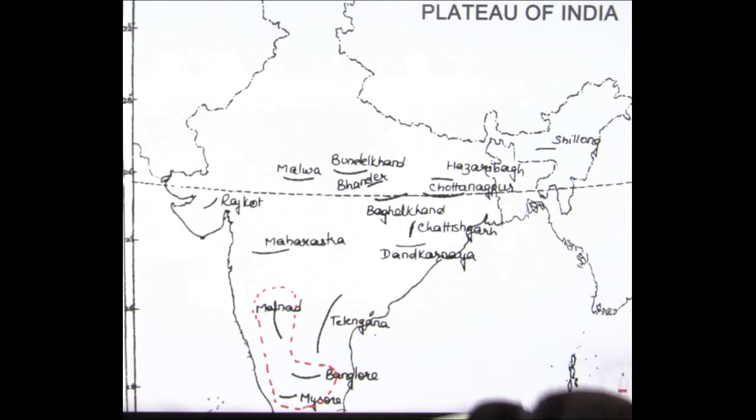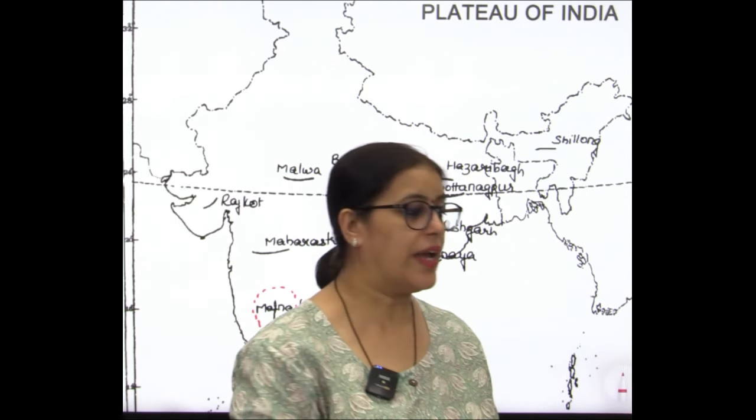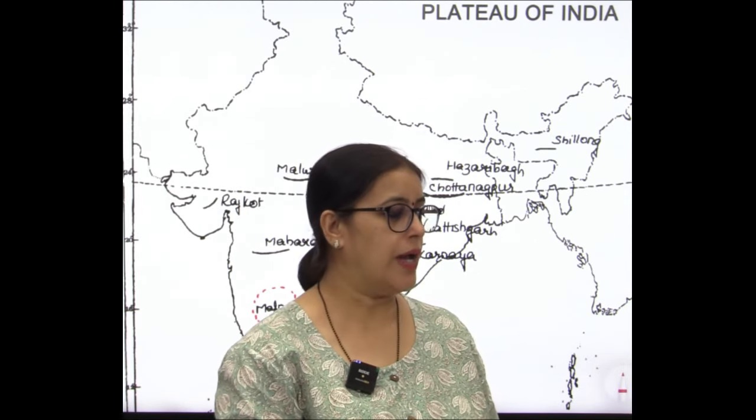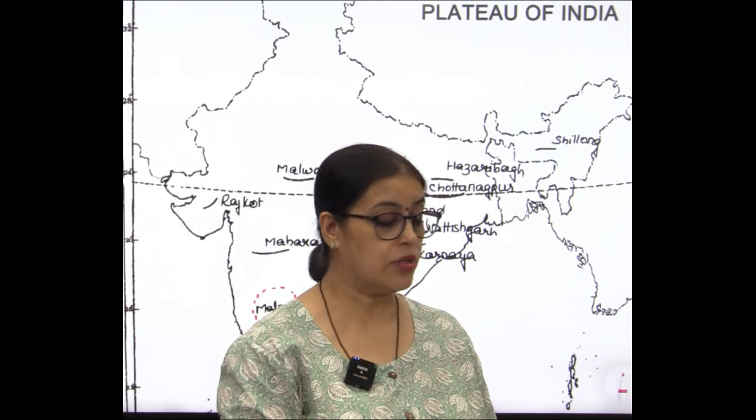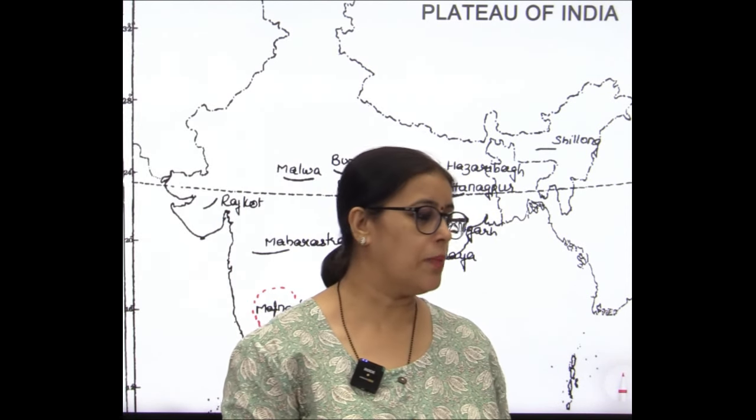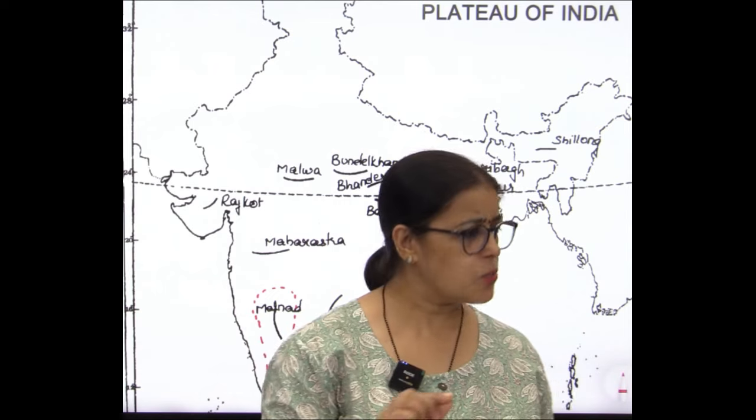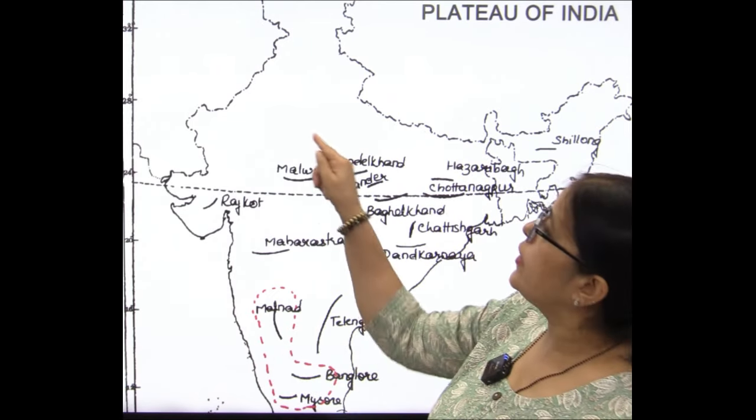And please see your map. My map does not have Mewar plateau. Mewar plateau goes with the alignment of Aravali. It is visible on map of India. You will create a small arc east-west line. I hope you are understanding.